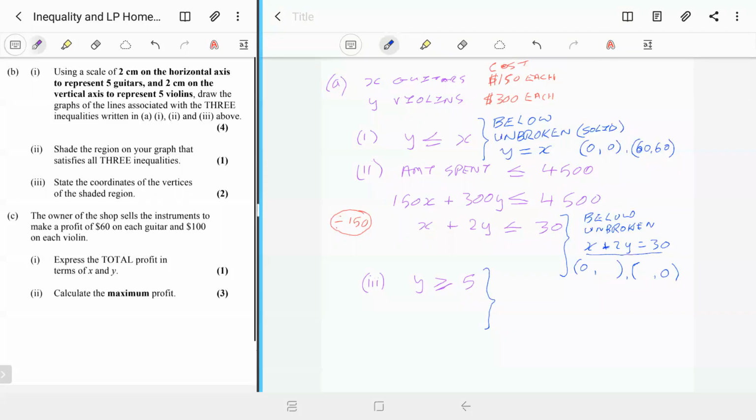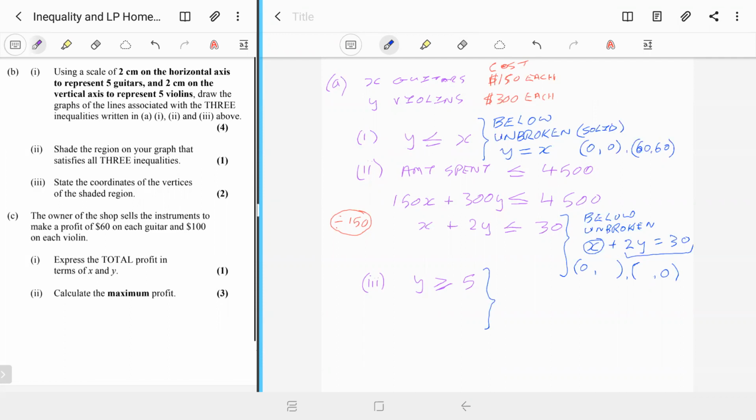Now look at this one. When the x value is 0, look at this quickly. What would the y value be? Easy. I'll write it down again. x plus 2y equals 30. So if the x value is 0, then this becomes 0. This is what you have left if the x value is 0. What will be the y value?